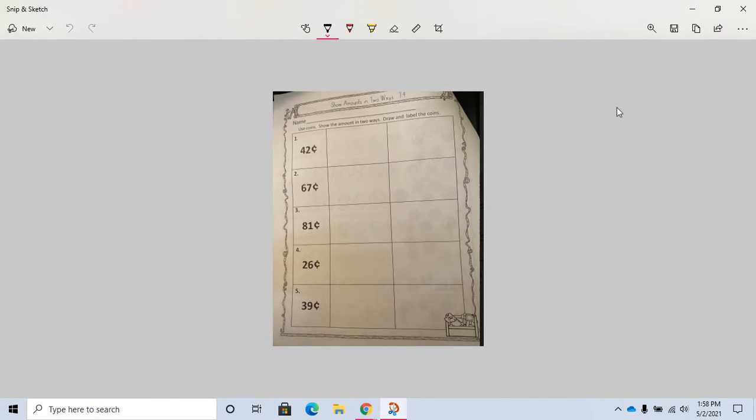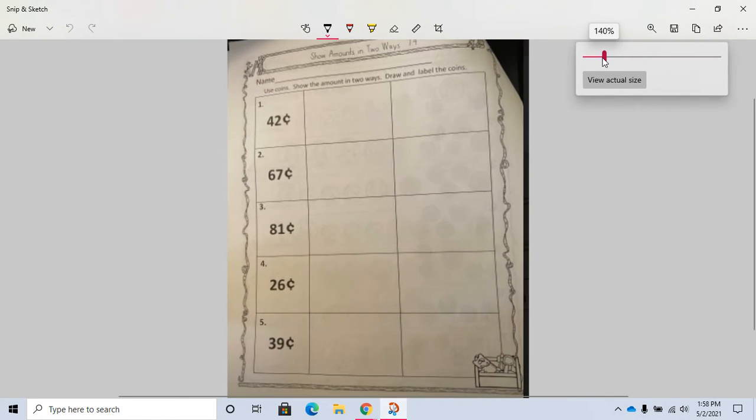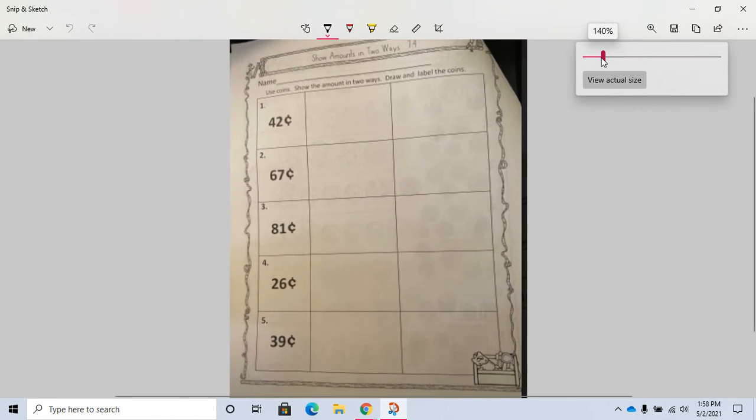All right, my friends, today we're going to be working in our math packet that we were working in on Monday on page 7.4. So please pause the video and get out Show Amounts in Two Ways 7.4 that you see on your screen right here, and then come back and push play.